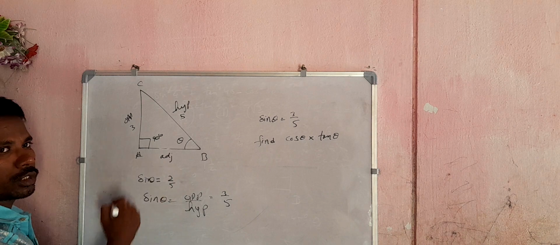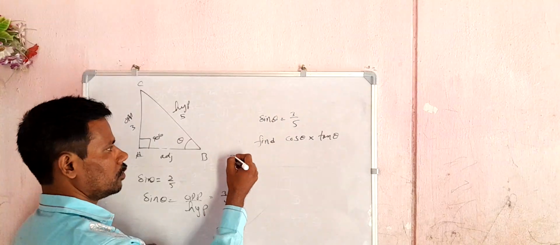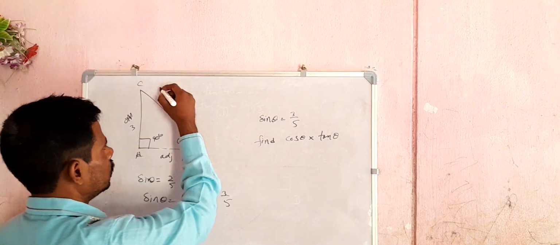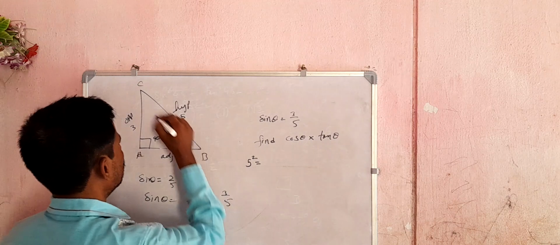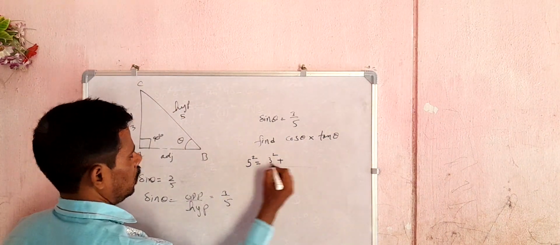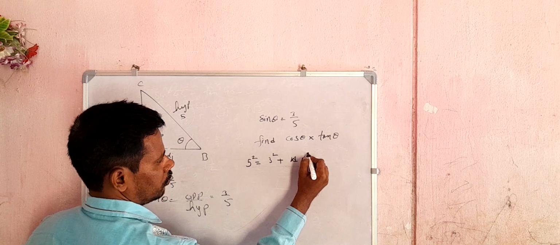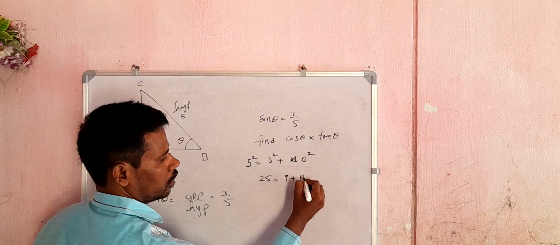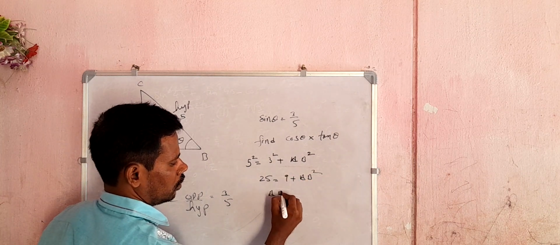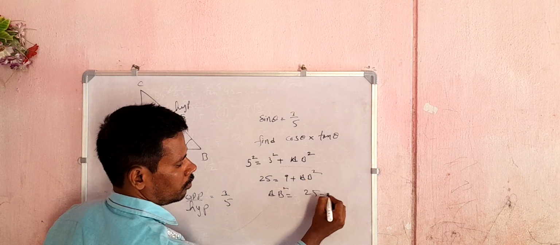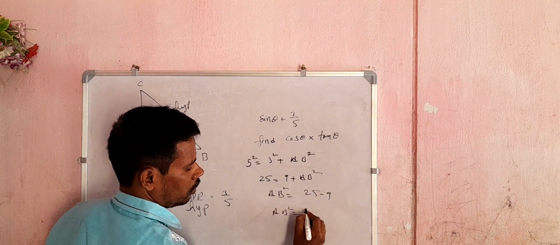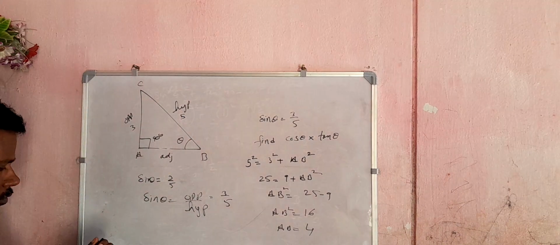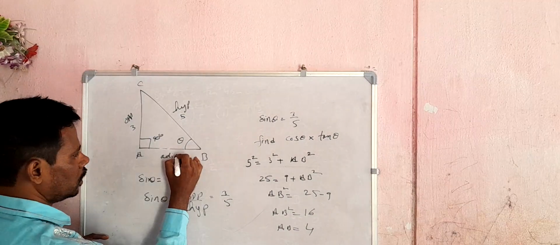Now find out this value using the Pythagoras theorem. What does the Pythagoras theorem state? Just now I told you, the square on the hypotenuse is equal to the sum of the squares on the other two sides. 5 square is equal to 3 square plus AB square. 5 square is nothing but 25. AB square is equal to 25 minus 9. AB square is equal to 16. AB is equal to 4. So we got it as 4.